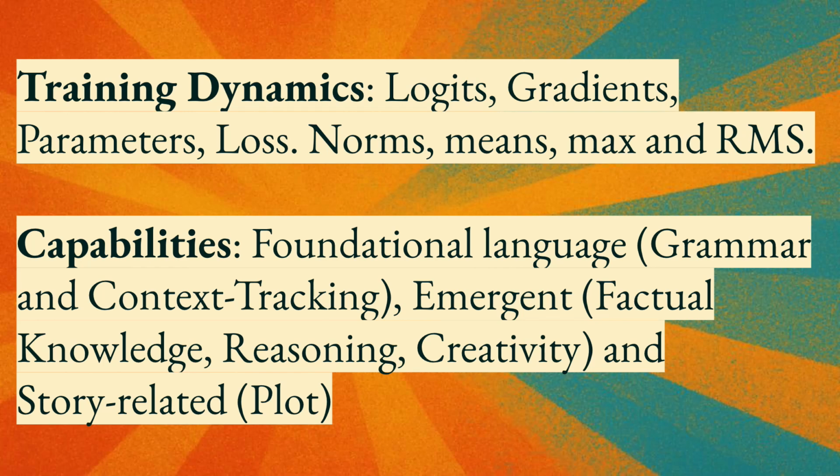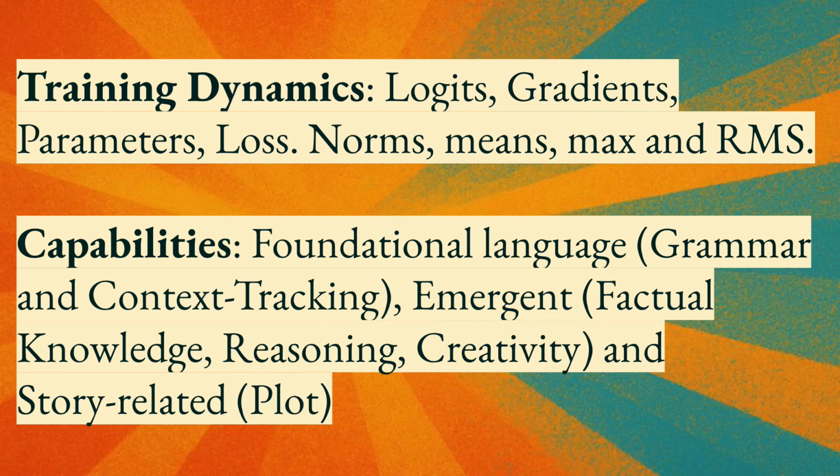The capabilities that I want to evaluate for my models are split into three categories. And again, this is inspired by the TinyStories work. I want to measure foundational language capabilities, such as grammar and context tracking. And context tracking can also be thought of as consistency. I want to analyze, log, and track emergent capabilities, which is factual knowledge, reasoning, and creativity. And finally, because this is TinyStories, I want to understand story-related capabilities, such as plot.